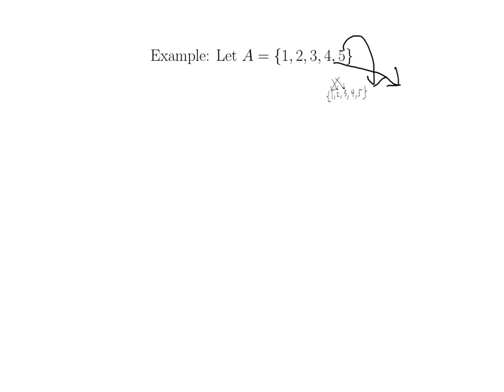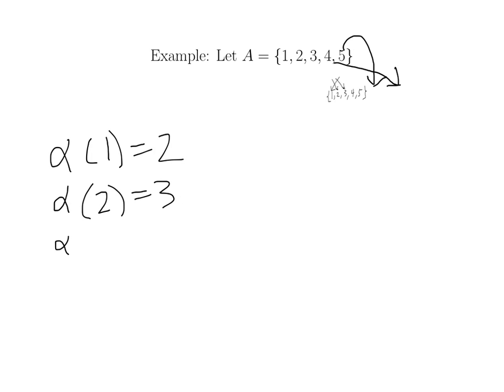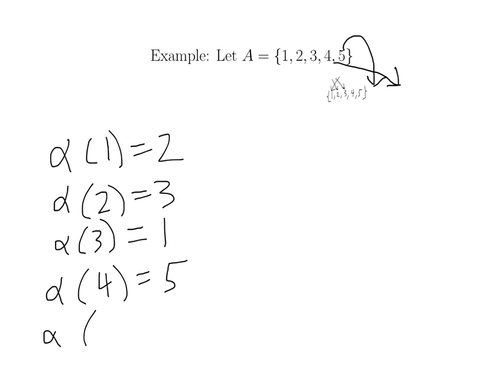So if I call this function maybe alpha, it looks like alpha takes 1 to 2, so alpha of 1 is equal to 2. Alpha of 2 is equal to 3. Alpha of 3 is equal to 1. Alpha of 4 is equal to 5. And alpha of 5 is equal to 4.